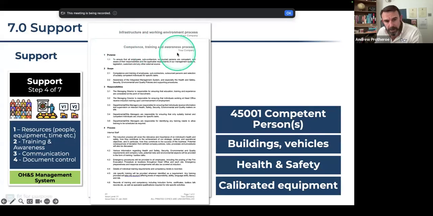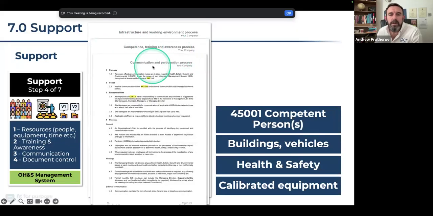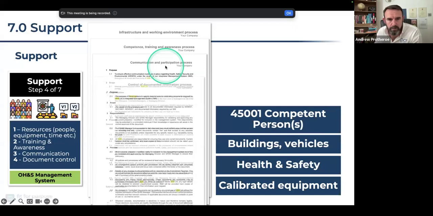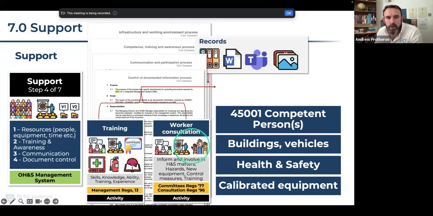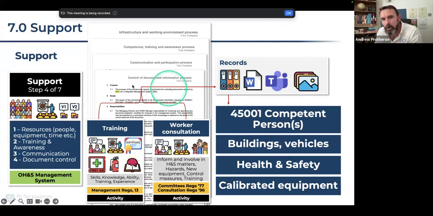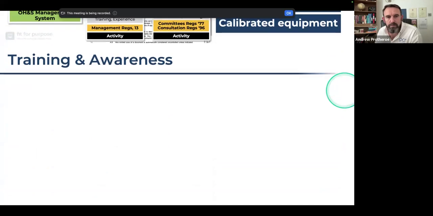Competence, training, and awareness. Are we going to have a document? Yes, we are. Communication, a document? Yes, we do. Control of documented information? Yes, we do. Training, worker consultation, and we've got records to show all of this. So we should be able to keep it simple, because half the organizations are already doing this stuff. It's just somebody will come in and give you a ton of documents, and then everybody gets confused because you've now got a Porsche when you didn't need a Porsche. Really important.